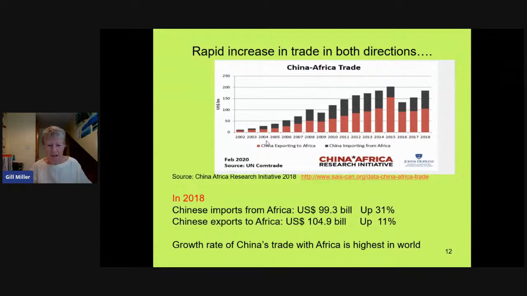So you can see on this graph here the relationship between the imports and the exports. So China exporting to Africa in red is growing steadily, but also China importing from Africa. And some detail there, the imports from Africa are up in a year by 31%, Chinese importing resources and materials from Africa. And that in a sense reflects how much Chinese manufacturing is developing, which is good news for Africa. And Chinese exports to Africa are up by 11%. So it is the highest growth rate of trade in the world.